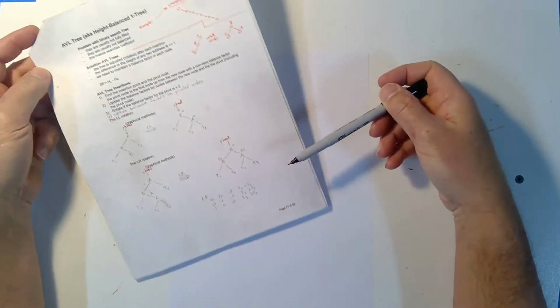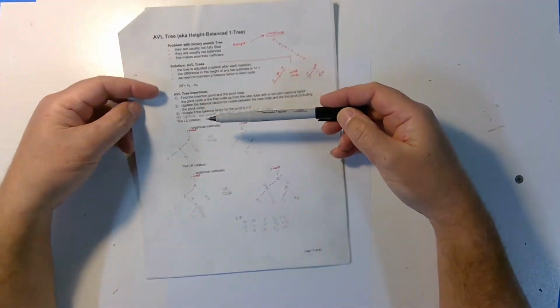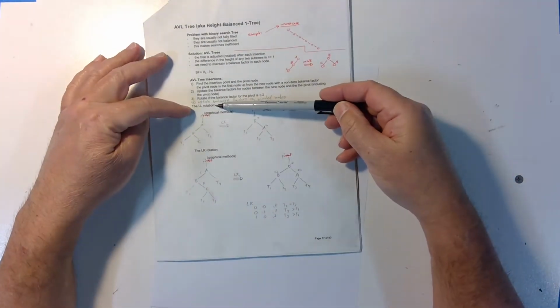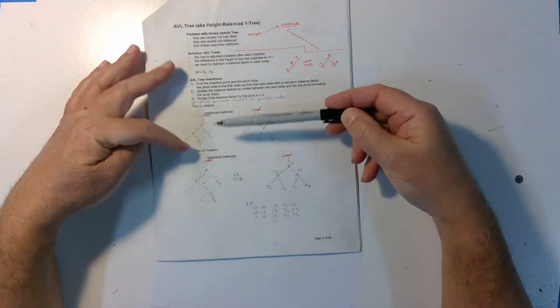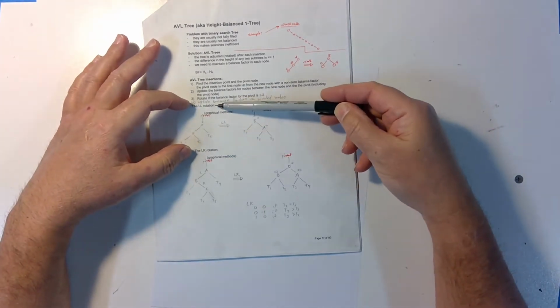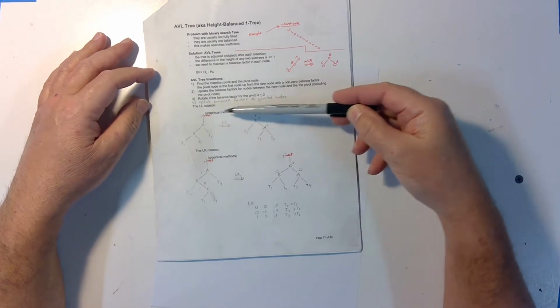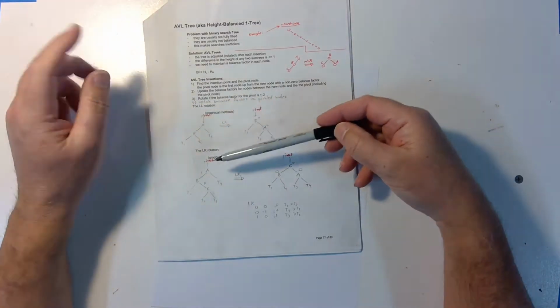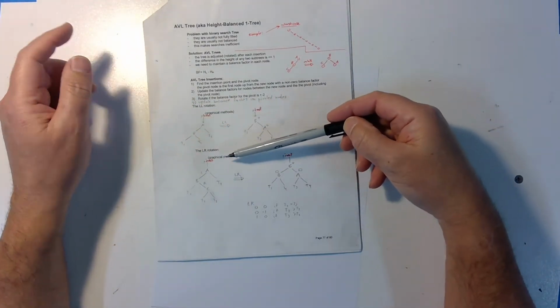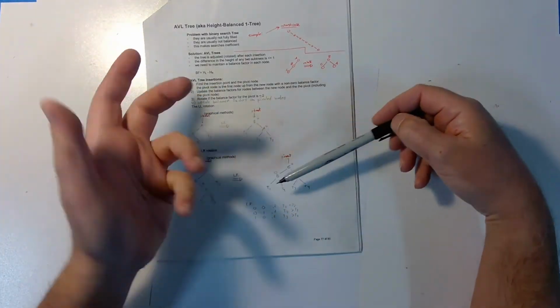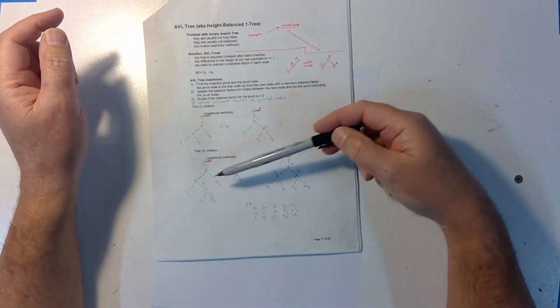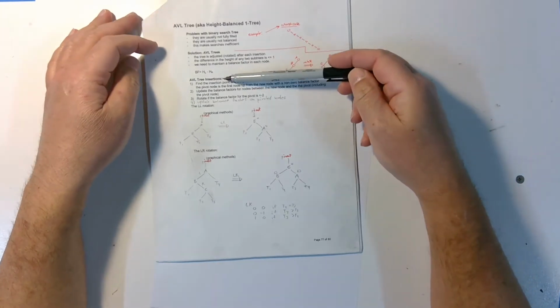Okay. So we have two kinds of rotations. There's a left-left rotation and a left-right rotation. There's also the mirrors of these. So there's a right-right rotation, which is just the same thing, but everything flipped. And then there's a right-left rotation, which is just this thing, but everything flipped, as if it were in a mirror.